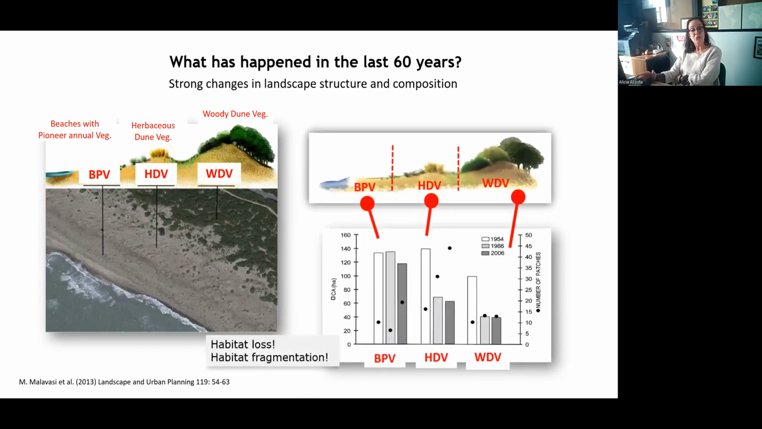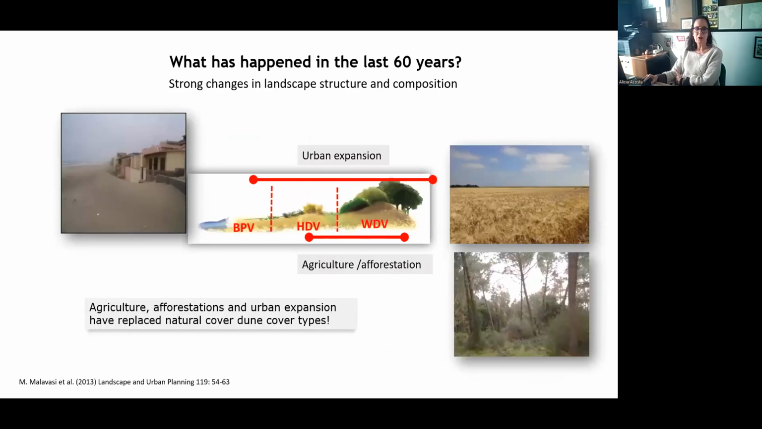We observe a strong temporal decrease for the last two cover types, represented by bars in this figure, and this means habitat loss. On the other side, an increment in the number of patches, dots in this figure, that means habitat fragmentation. Moreover, we observe that agriculture, afforestation, and urban expansion have replaced natural dune cover types.